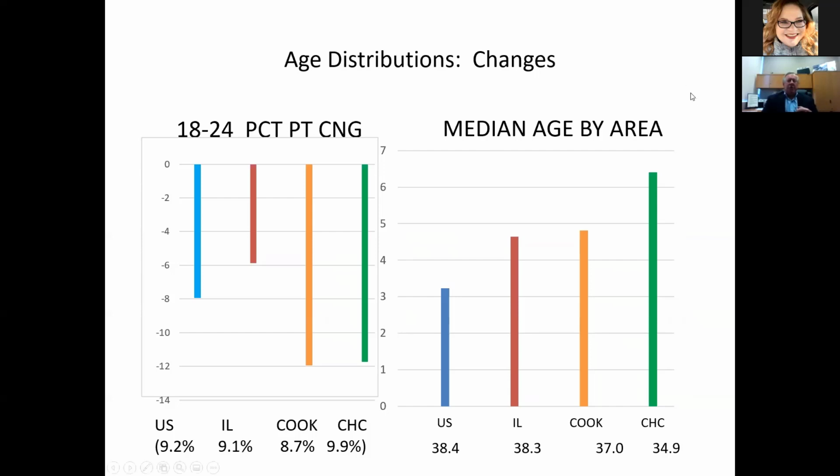So for Illinois and the U.S. as a whole, the median age is about 38.4, 38.3. Cook County is now 37, and Chicago is 34.9. And that really is due to the movement out of the city of Chicago and Cook County of families.